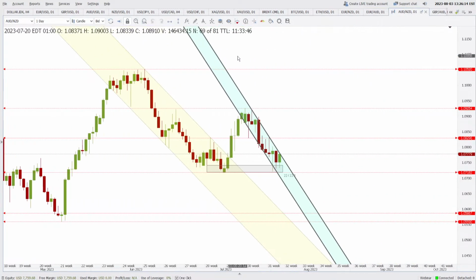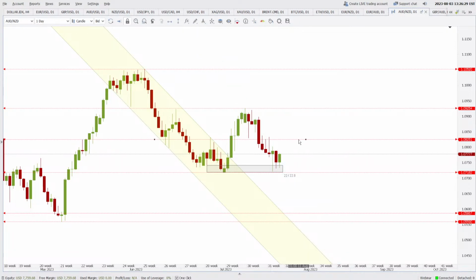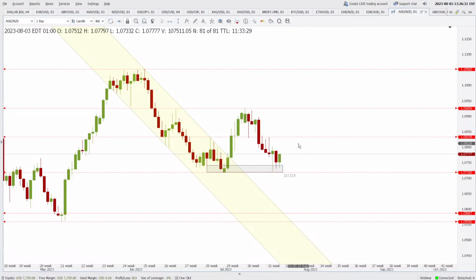Australian dollar is weak as compared to New Zealand dollar. After some consolidation here, look for a breakdown below 1.0718, which is the good level of support now. And on the upside, we have resistance at 1.08, not 29, but 1.0833. All right.